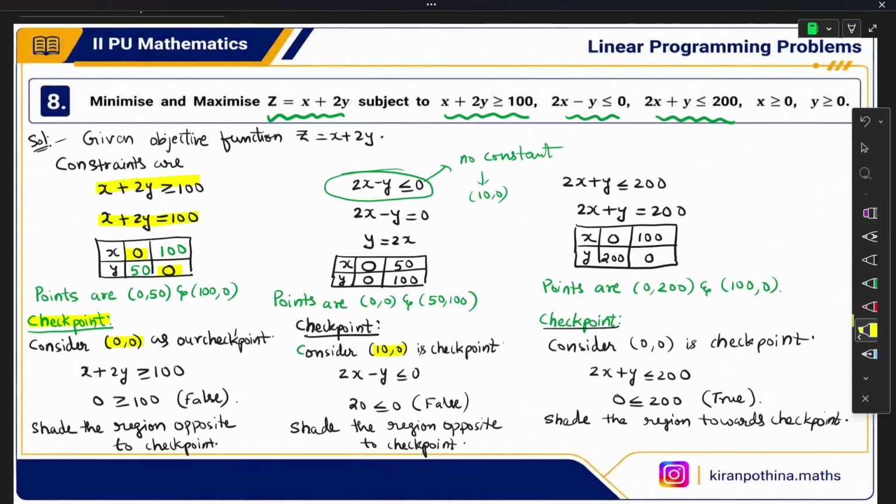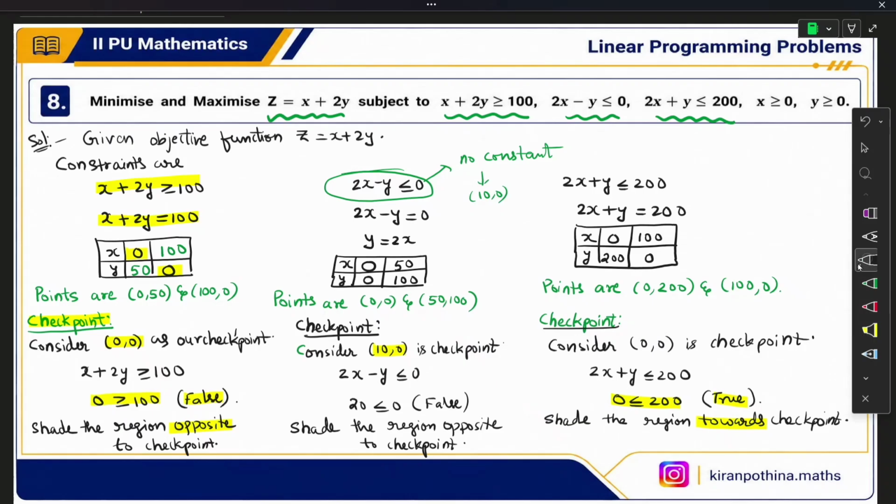Okay, clear? Now in the checkpoint, substitute into the inequality. Here we got 0 greater than 100, so it is false. Whenever we get false, we have to shade opposite to the checkpoint. But in the third case, we got 0 less than 200, which means true. Whenever we get true, we shade towards the checkpoint. Okay, so now the theory part is completed. Do you understand? Pause the video and you can note it down.